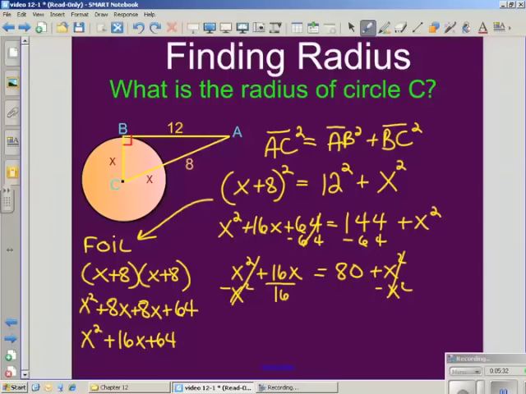We will divide both sides by 16. So x is equal to 5. Answer to our question, the radius is equal to 5, right here.